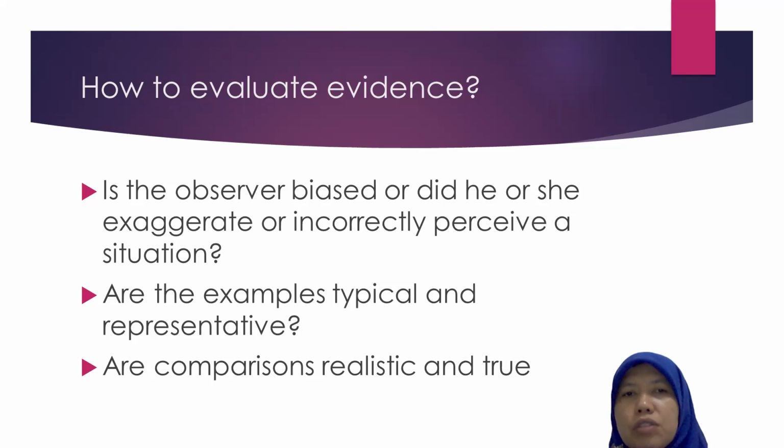A good argument should consist of evidence. So in order to evaluate evidence, the reader should ask several questions. The first question is: is the observer biased, or did he or she exaggerate or incorrectly perceive a situation? So we can know whether the evidence is correct or not.